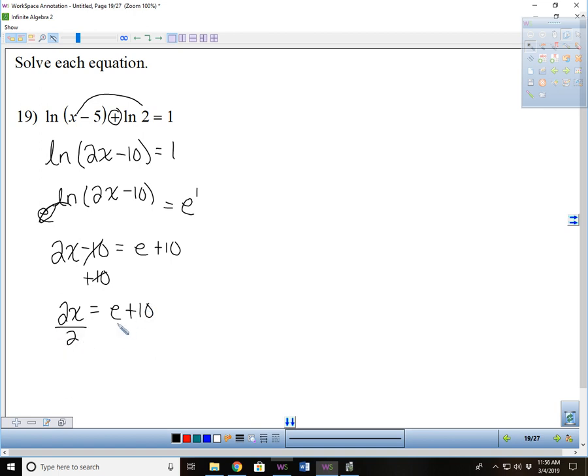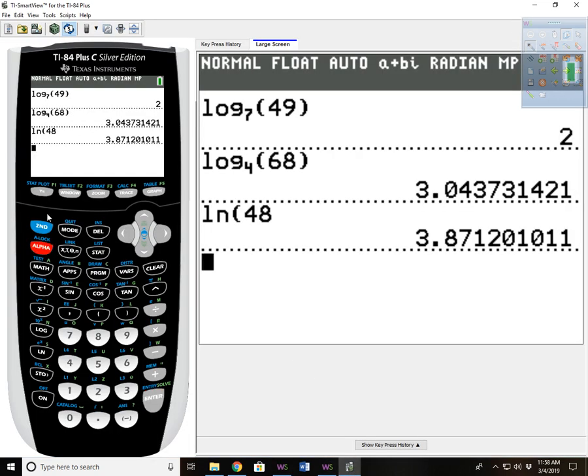And then divide by 2. And you can leave it as one big fraction. I'm okay with that. You don't have to split it. And then you would check that. So you would take e plus 10, divide by 2, all right, and make sure that it works. And if you don't know what that is, plug it in.